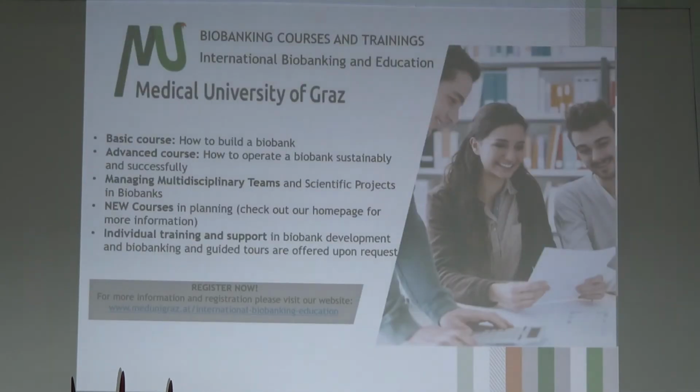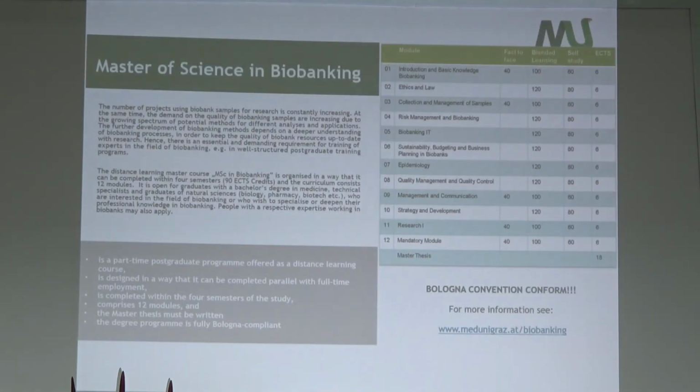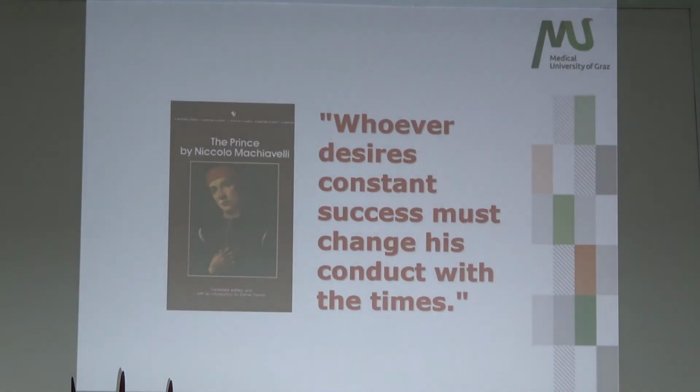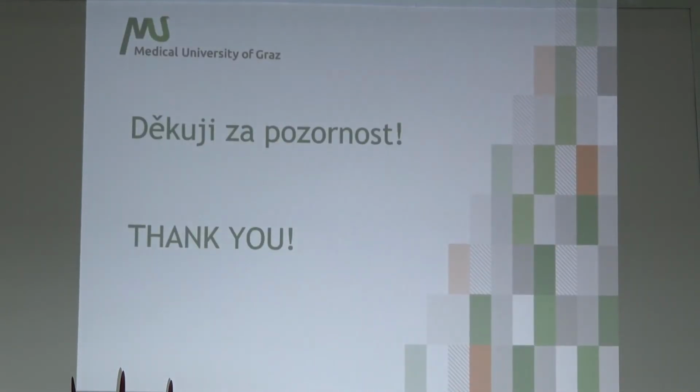And if we ask what is important in a biobank, people think that it is infrastructure, and it is also education, and we educate people too. So we have a basic course, advanced course, team course, and several other courses. And we have the only Bologna-conform master's in biobanking, and we have people from several fields. And I have written a book with Springer. Just buy that book, that would be nice. And what I want to say as a last, whoever desires constant success must change his conduct with the times. I hope I have written that correctly. Thank you.